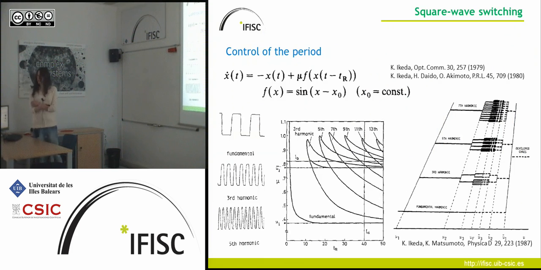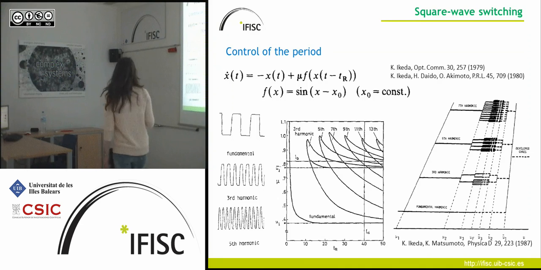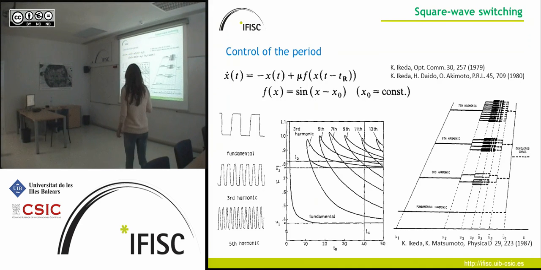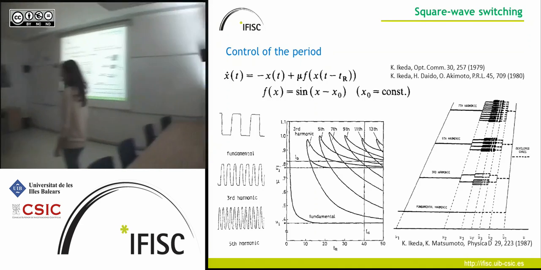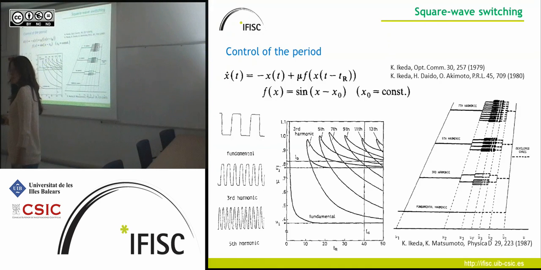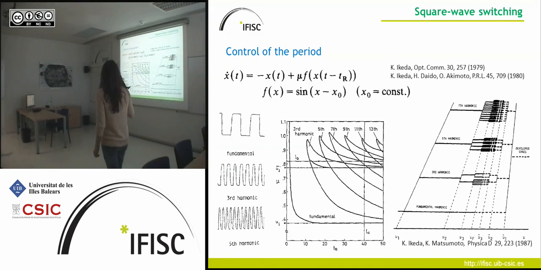The possibility of controlling the period of the square wave was analyzed in the past. It was studied by Ikeda and co-workers, and this is the Ikeda differential equation. It was introduced by Ikeda in the 80s to study the instabilities of an optical bistable resonator. And we think this was very important because with this, Kensuke Ikeda was able to demonstrate that chaos also exists in optical systems.